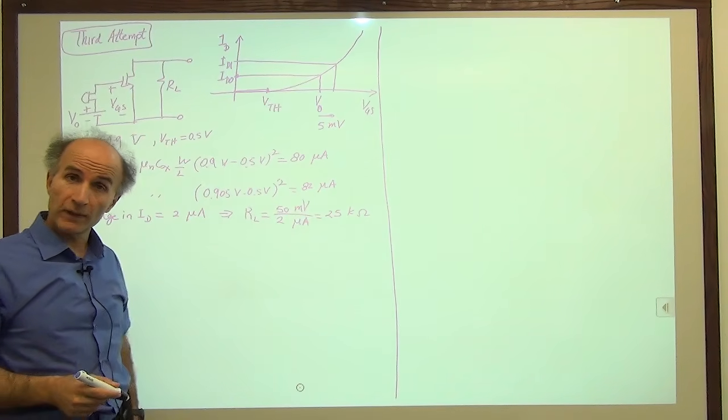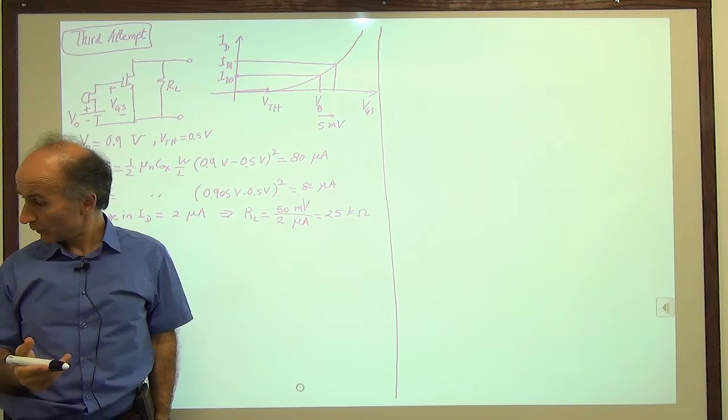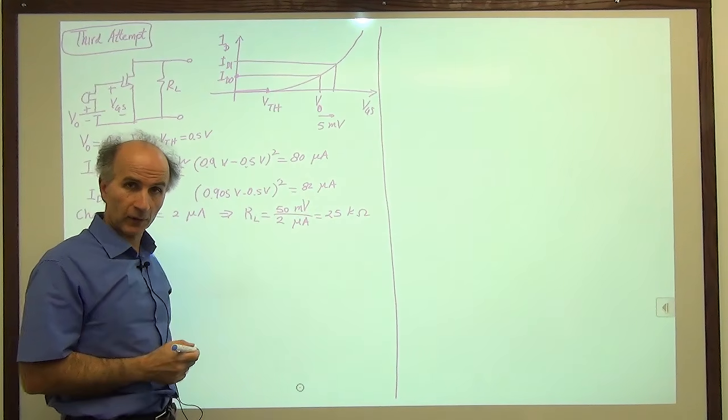So the resistor value is much more reasonable than before, right? Before we had how much? 4 mega ohms. Now we have 25 kilo ohms. So that's much more respectable.